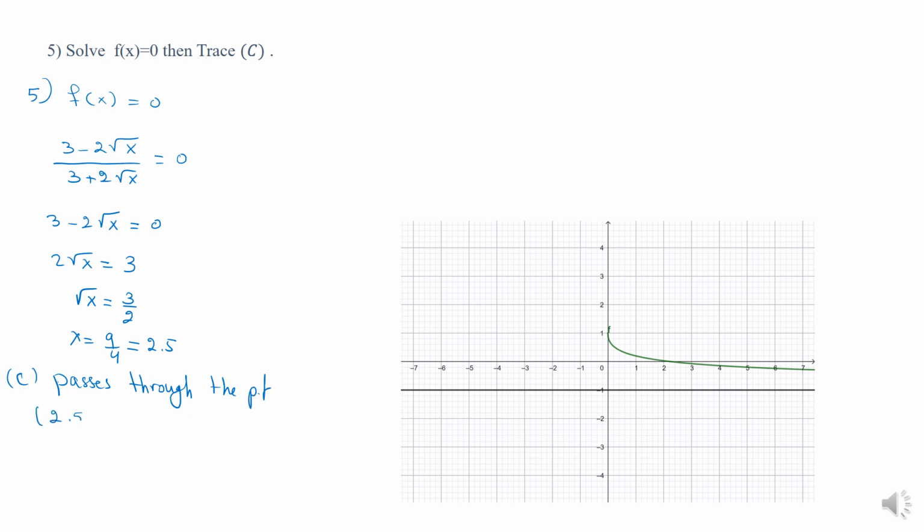(2.5, 0). Now we know from previous parts that c starts at the point (0, 1) and has y equals -1 as horizontal asymptote. So it will start at the point (0, 1), passing through (2.5, 0) and then having y equals -1 as horizontal asymptote. So this is the graph of c.